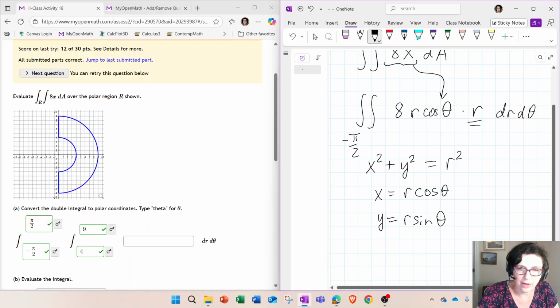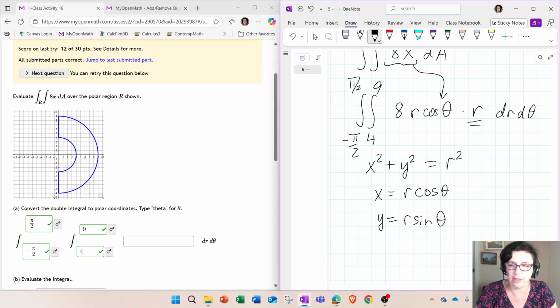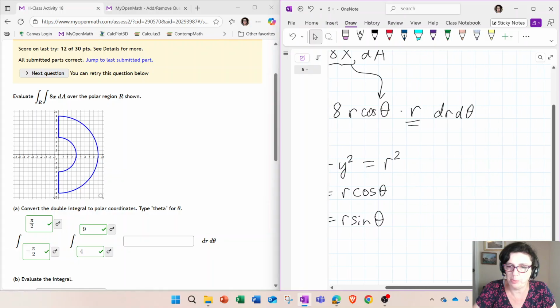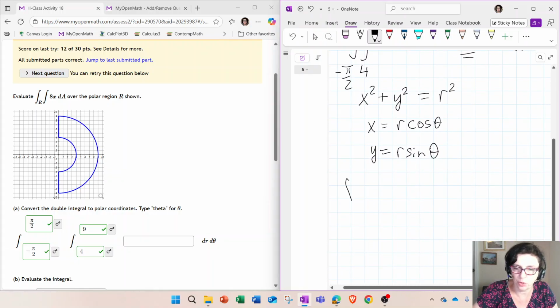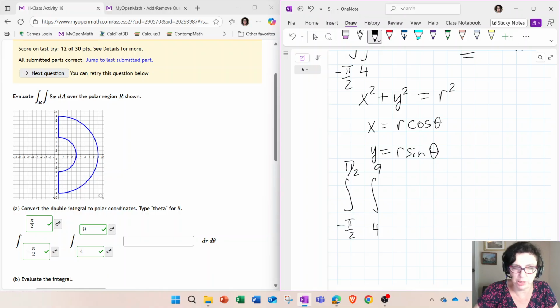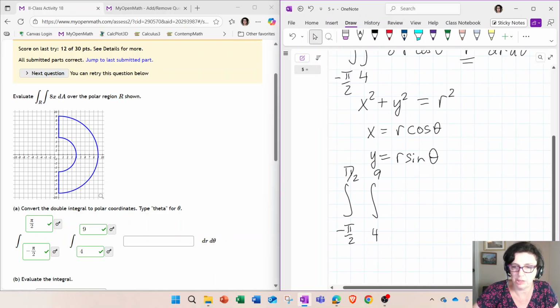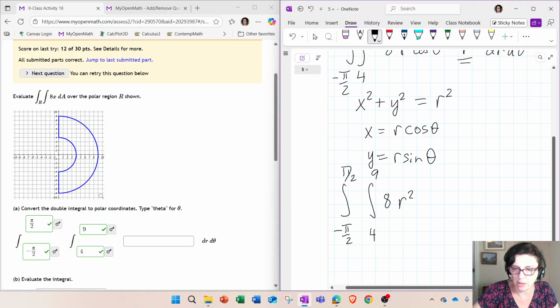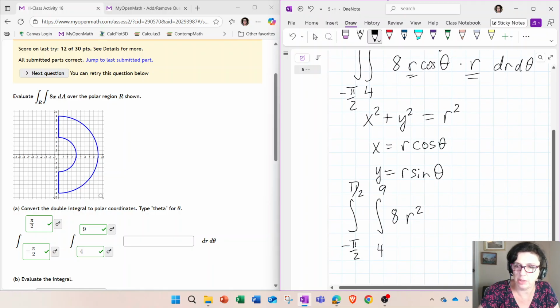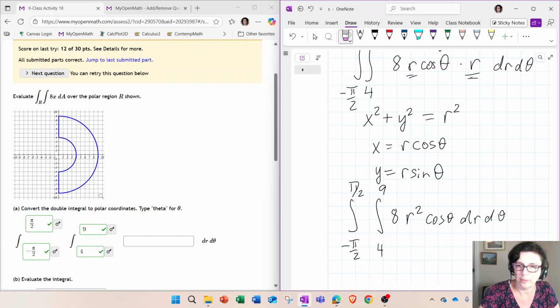Now, why I love polar coordinates is because a lot of times you can split the integral. So when can you split it? Let's talk about that, because instead of integrating a double integral, I'm just going to integrate two single integrals and then multiply the results. So this is going to be 8r squared. That's because this r and this other r combined is r squared. And then cosine theta dr d theta.